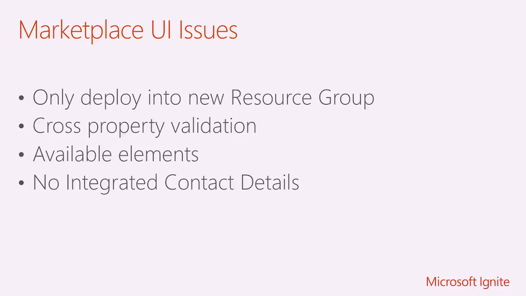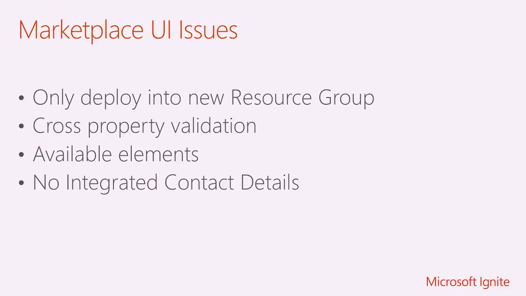One of the other kind of niggly little issues is cross-property validation. So you cannot say that if this property is X, then enable this property Y. You cannot do that in the marketplace elements. It just does not allow you that kind of control.